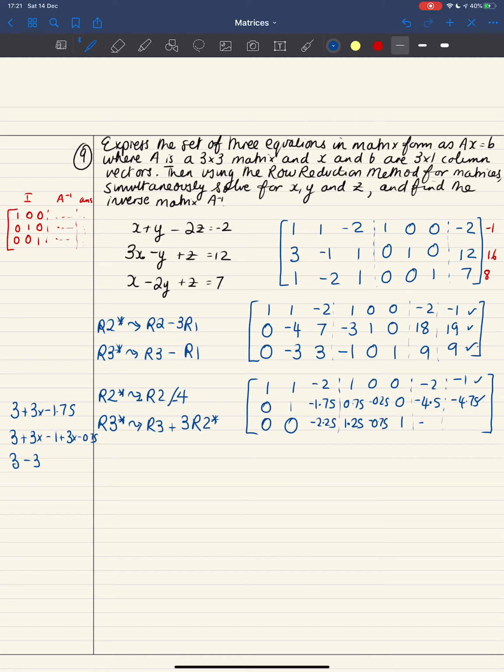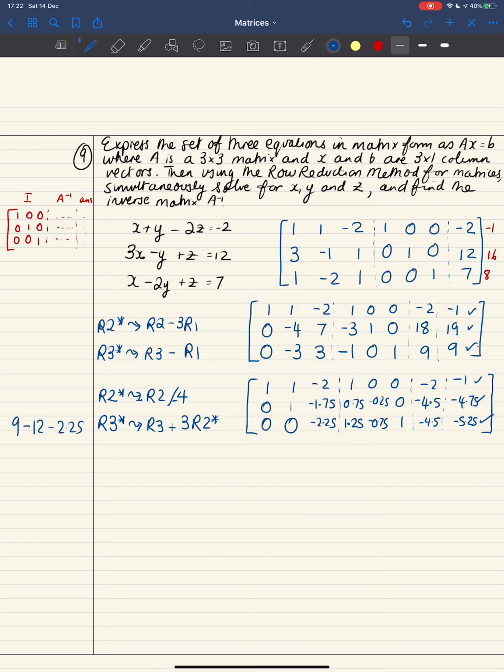That's going to be just 1. That's going to be 9 plus 3 of them is minus 4.5. So we've got 9 minus 12 minus 2.25, so it's minus 5.25. They add up to minus 5.25. Minus 6.75. Sorry. Minus 1 plus 1. Yes, they do. Brilliant.